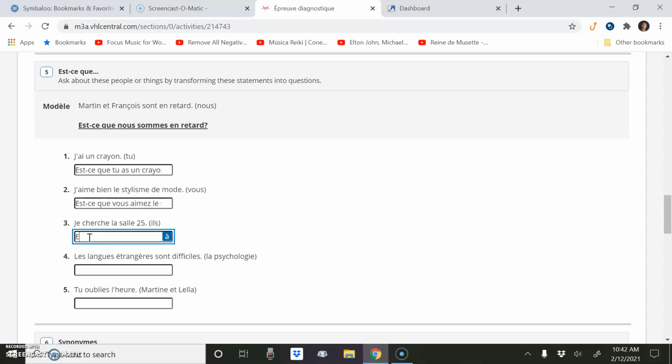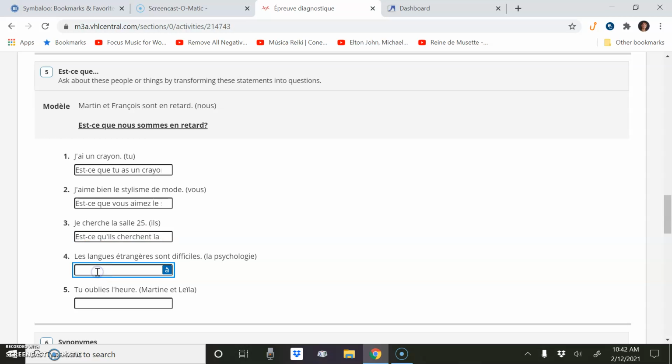We'll do one more. Like if the answer is, I am looking for room 25. Je cherche la salle 25. I'm looking for room 25. And we got il, so we're going to est-ce, oh, little apostrophe there. Est-ce qu'il, and use the same rest of the sentences. Now it's il, plural, so we need a ent. And just put la salle 25. Yeah. So question, answer.